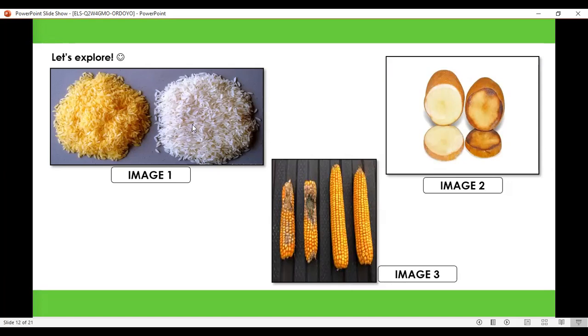So for image 1, I will assign Miss Sharalyn to discuss what characteristics she has observed in the image 1, and for image 2 I will assign Ma'am Miss Sunshine to discuss kung ano ba yung napansin niya ng mga characteristic, and for image 3 I want Sir Farhan to share his thoughts kung ano yung na-observe niya. So I will give you 3 minutes.